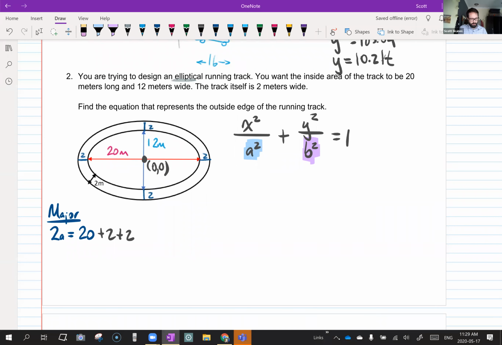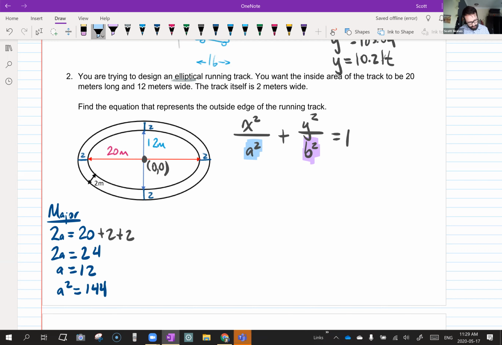It's 24, because it's 2 plus 20 plus 2 on either side, right? So that gives us that 2a equals 24. That means that a equals 12. And that means a squared equals 144. That's how we work that out.